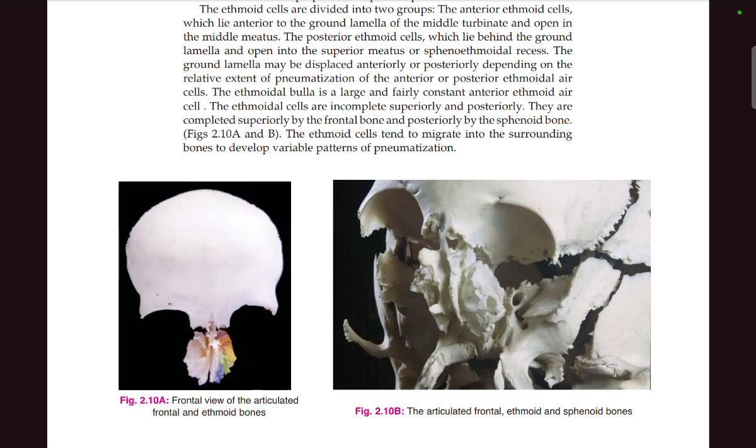The ethmoidal cells are incomplete superiorly and posteriorly. They are completed superiorly by the frontal bone and posteriorly by the sphenoid bone. The ethmoid cells tend to migrate into the surrounding bones to develop variable patterns of pneumatization. Here we can see a frontal view of the articulated frontal and ethmoid bones, and the articulated frontal, ethmoid and sphenoid bones.